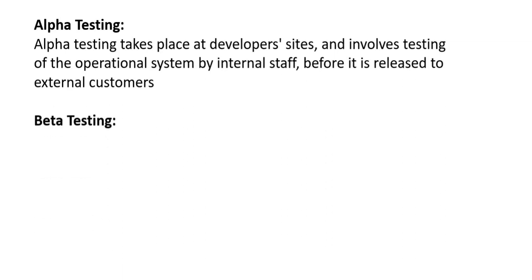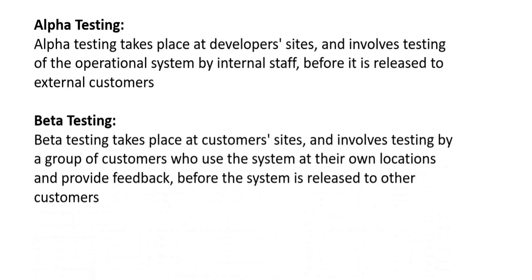When it comes to beta testing, it takes place at the customer site and involves testing by a group of customers who use the system at their own locations and provide feedback before the system is released to the customers. So it generally happens at the customer's environment or the customer's end, where the customer will check the functionality, and once he approves, then only it will be moved to production. That is how alpha and beta testing also come into the picture. So this is all about acceptance testing.